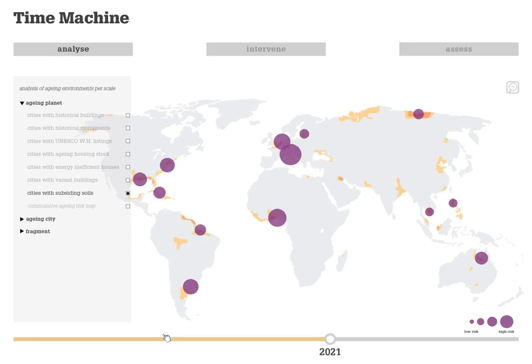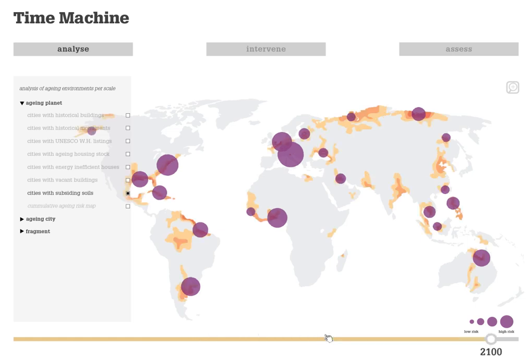We see that today many more cities are at risk of sinking and flooding. By 2100, many more cities will be at risk. Look at Lagos and Houston, for instance.